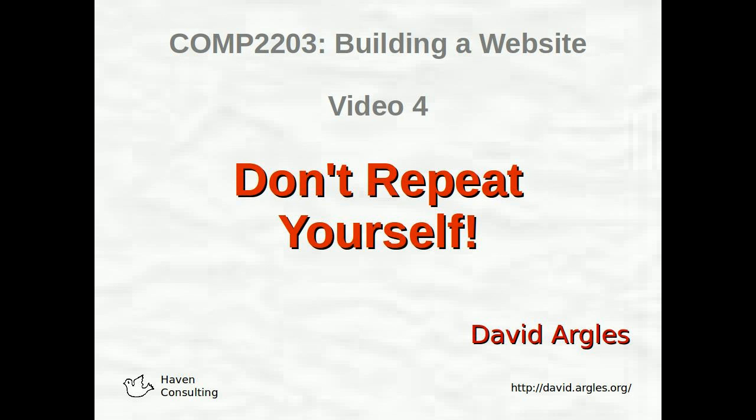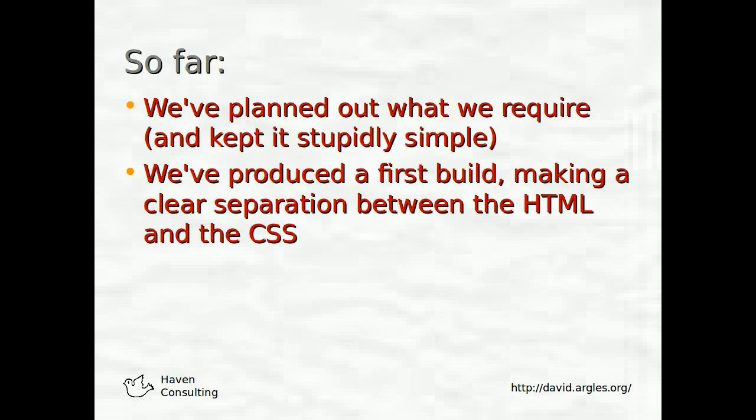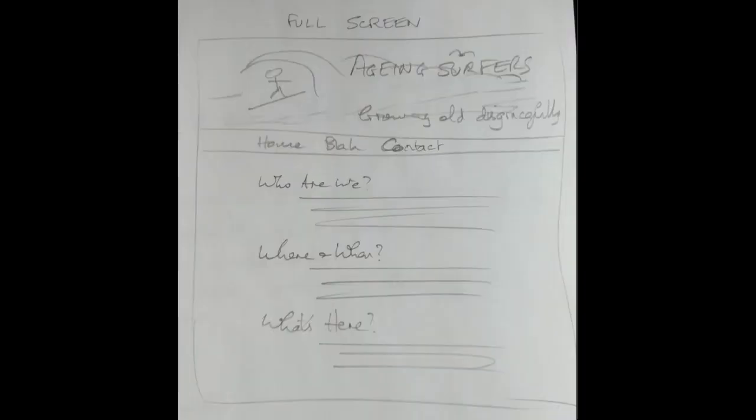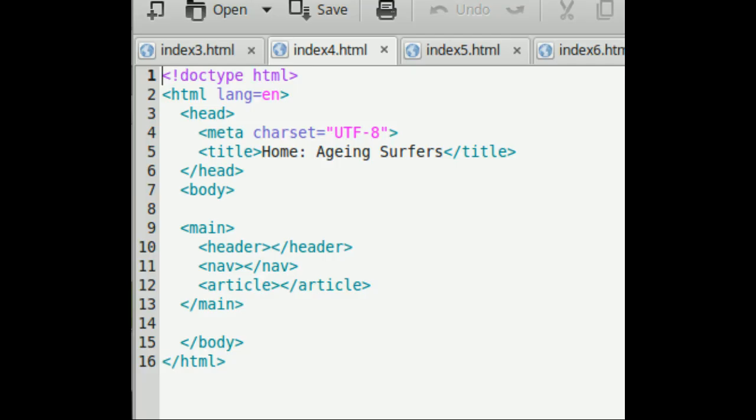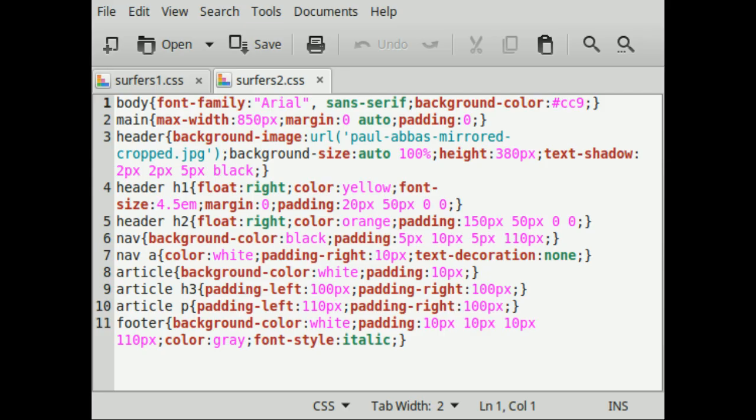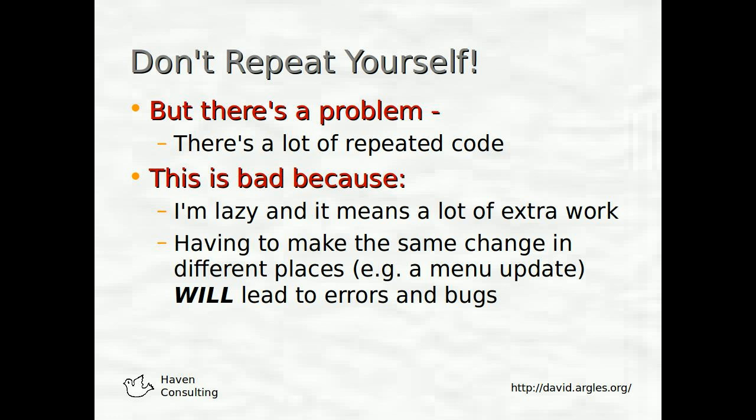This is the fourth video in our series about building a website, and today we'll focus on the theme of don't repeat yourself. So far we've planned out what we require and we've kept it stupidly simple. We've produced a first build, making a clear separation between the HTML and the CSS. But there's a problem. There's a lot of repeated code, and this is bad for two reasons.